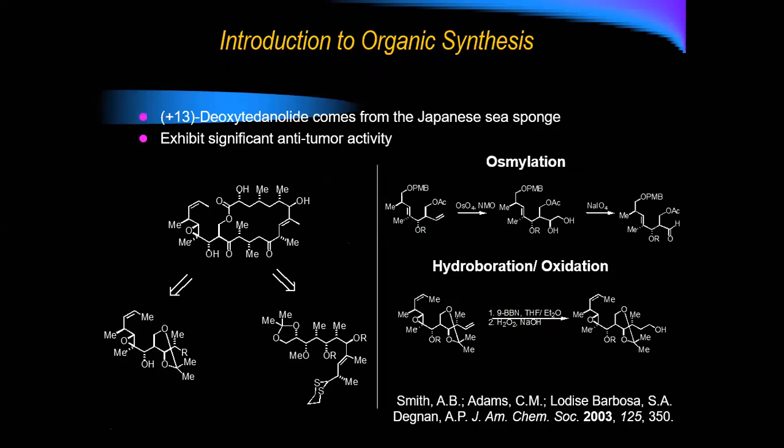So this is another natural product from the Japanese sea sponge. It's called plus 13 deoxytedanolide. The plus right here has to do with its optical activity. It's either going to be plus or minus. And this is one stereoisomer of this deoxytedanolide. You can see right here, you got a bunch of stereo centers, right? You got, let me see, 1, 2, 3, 4, 5, 6, 7, 8, 9, 10, 11 chiral centers.